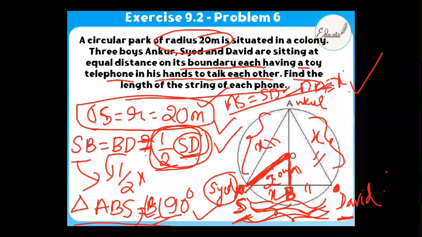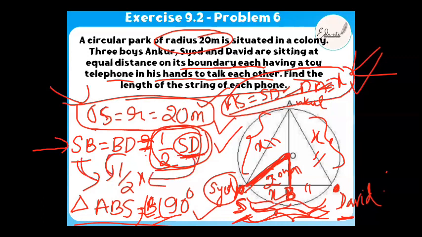First write AS is equal to SD is equal to DA, given. So let's consider it as X. First thing you have to write this. Then OS is equal to radius is equal to 20 meter, is given. Correct? Then let's consider SB is equal to BD is equal to half SD. SD can also be written as half X. So instead of SB and BD, we're going to write half X.